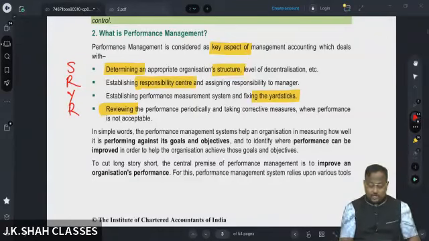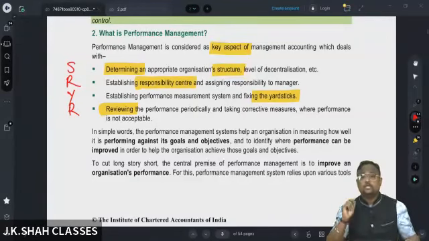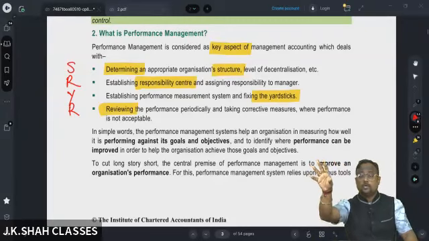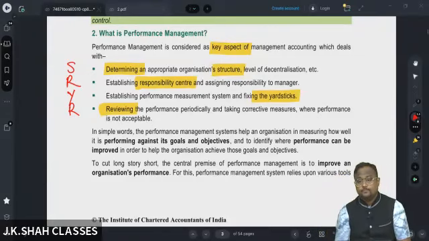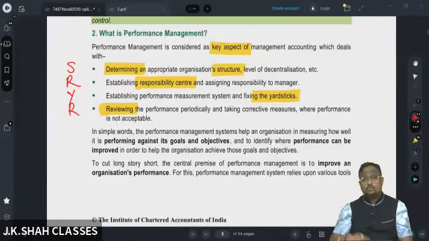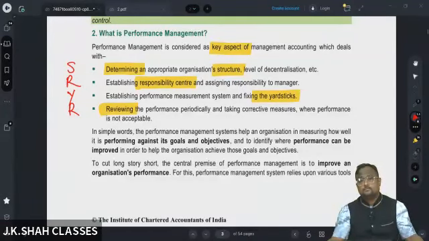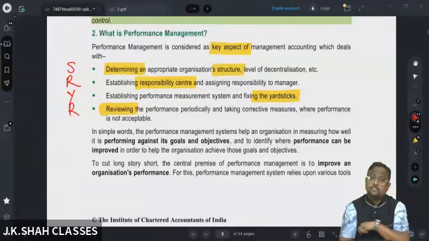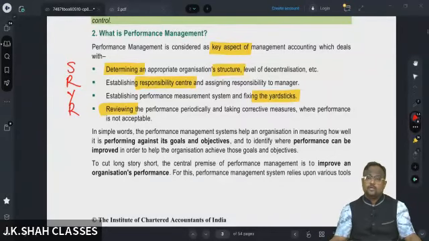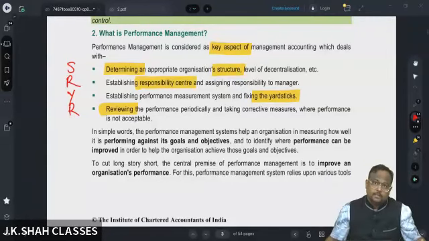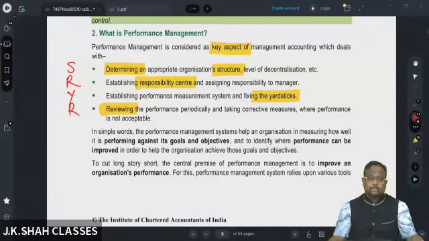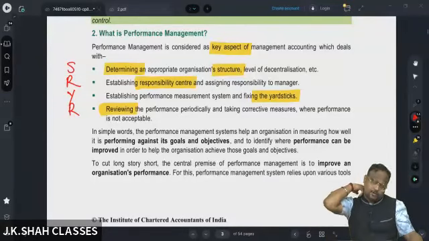So listen to me carefully. If your quantity actually consumed is lesser than what it should have been, it's a favorable variance, and the production manager will be responsible for it. If your actual quantity is more than what it should have been, again, it's an adverse variance, but it is again the responsibility of the production manager.